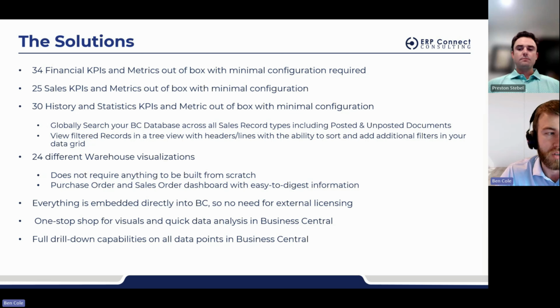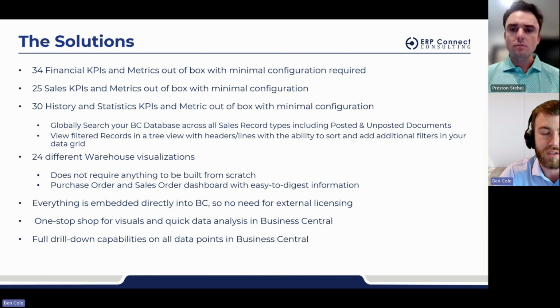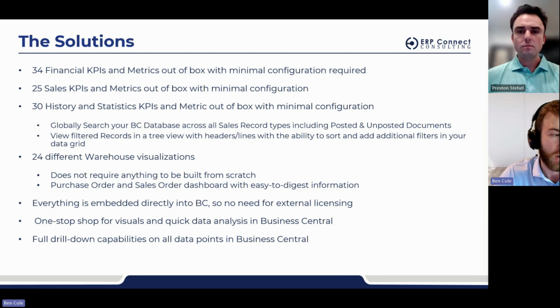Second, we've got our sales dashboard. We've got 25 KPIs and metrics, again, minimal configuration there. History and statistics, this is one of my personal favorites. There's going to be 30 different things that you can see in here across customer records, item records, vendor records. Think of this as a deep dive into your data. I'll also be showing you the sales document search, which allows you to search across all sales document types in a consolidated window. We also have some enhanced changelog functions within history and statistics so that you can see what's changing directly on your master data card.